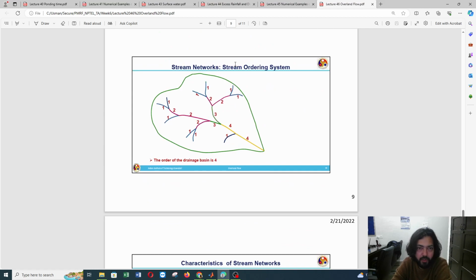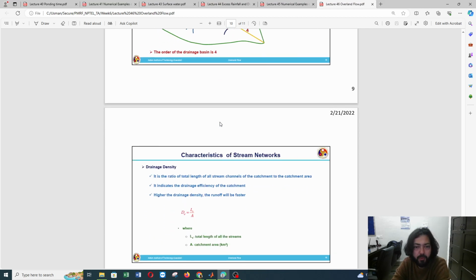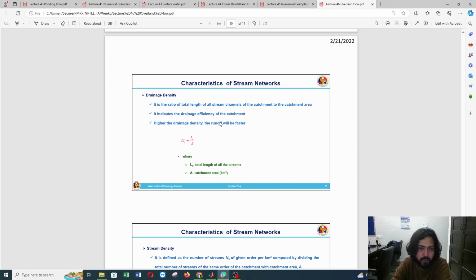So once we know what stream networks are and what the stream ordering system is, we can look into different characteristics of stream networks. The first characteristic is drainage density. Drainage density is the ratio of the length of stream channels of the catchment to the area. All you need to remember is length divided by area of catchment. It will give you the value of drainage density.